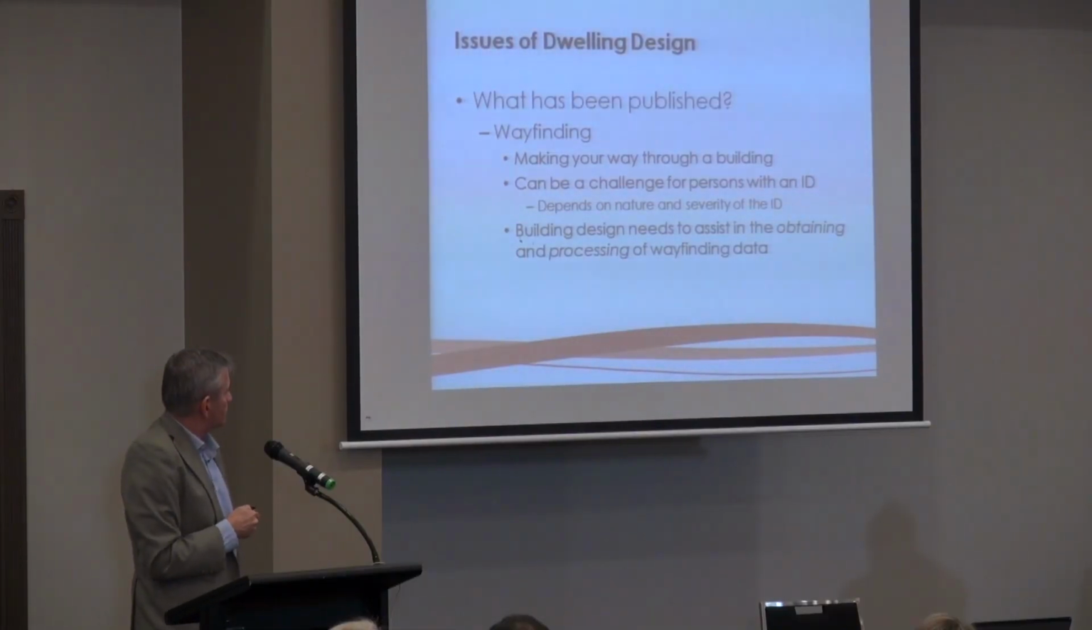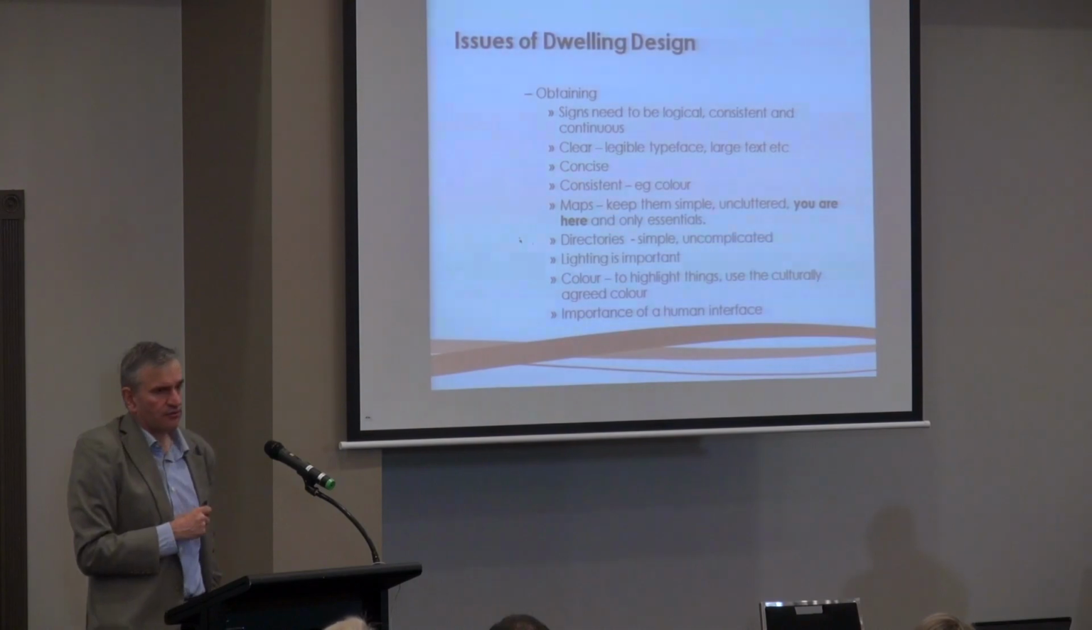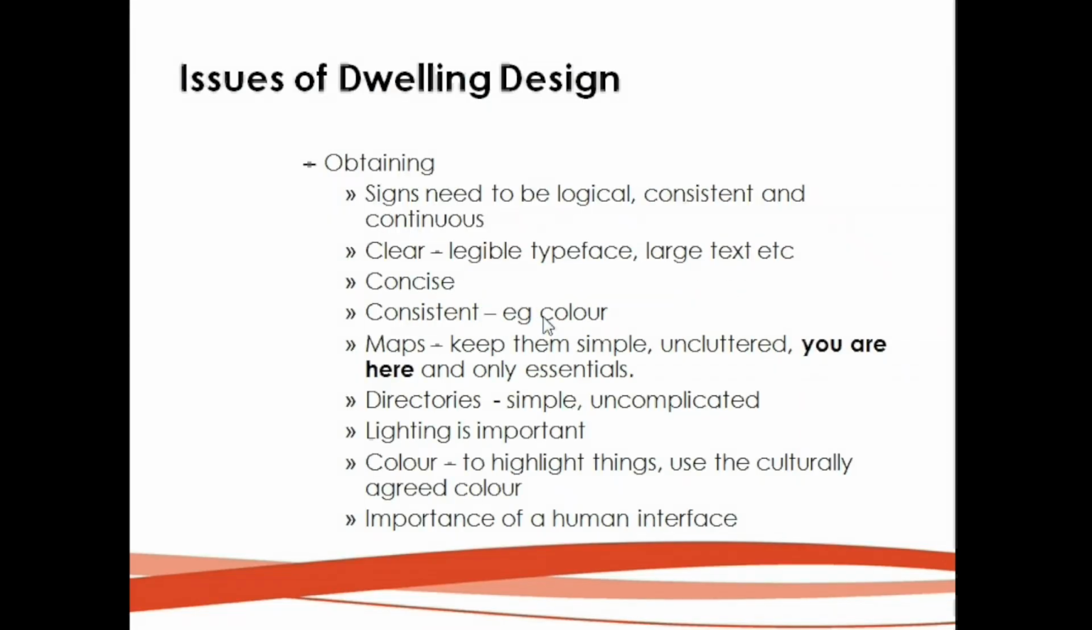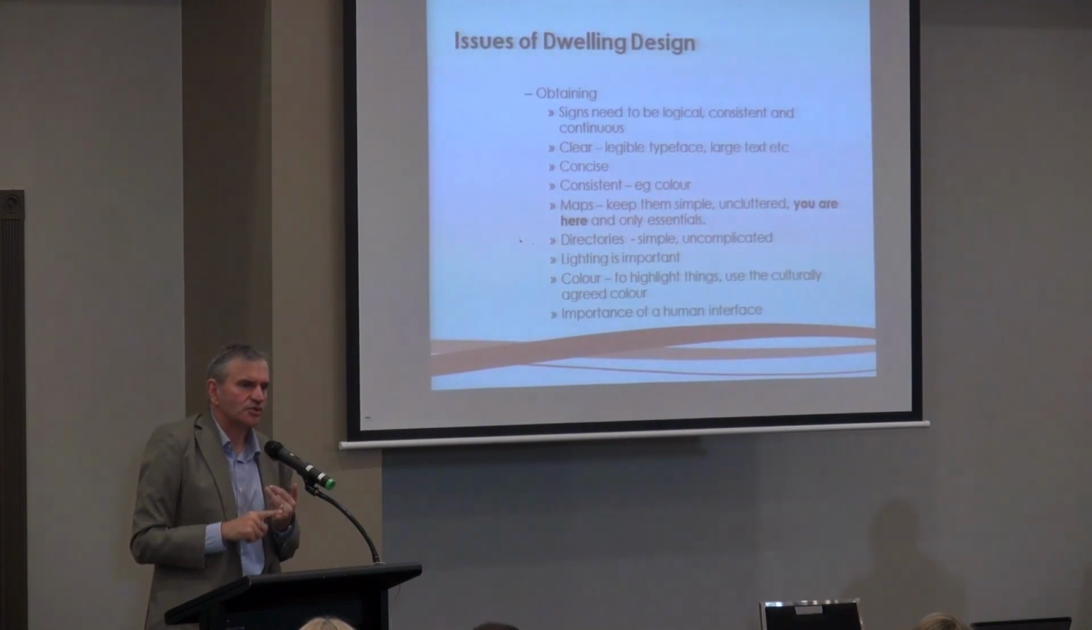Wayfinding is important. Dwelling design needs to assist the process of wayfinding, and these PowerPoints are provided to our organisers, so I won't go through them. But essentially, you need things to be clear, you need to be concise, you need to have signage which is consistent, which is legible, which uses culturally accepted colours for various forms of signage. You need to have clear line of sight. I walk into a building, I see the table I want to go to, I see the building or room I want to go to, and that is where I go to straight away. That's the sort of design we need.